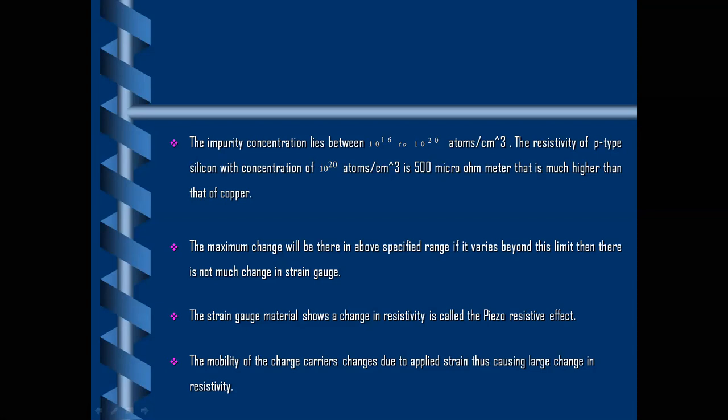A strain gauge material shows a change in resistivity, and it totally depends upon the piezoresistive effect, that is, a change in the length may cause a change in the resistance. So the mobility of the charge carrier changes due to applied strain, causing a large change in the resistivity. Applied strain means you are applying some force, pressure, or a torque.